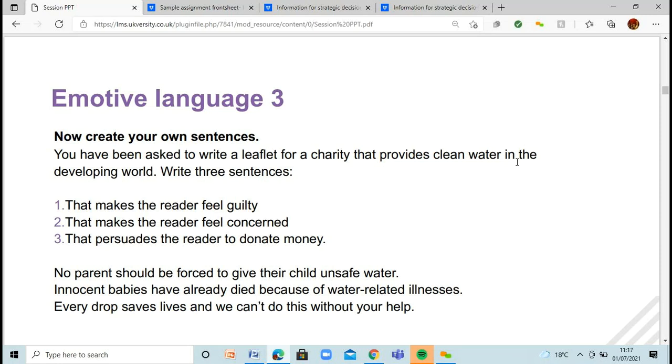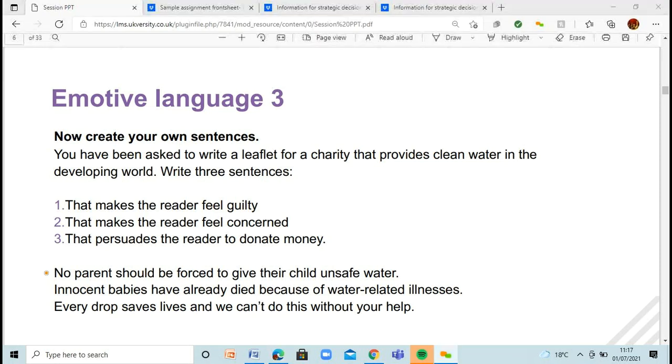No parent should be forced to give their child unsafe water. Are we doing a bit of cheating now? Yes, that's true. It's over here. I was hoping you wouldn't notice that. But yes, it says that no parent should be forced to give their child unsafe water. So you're like, I don't want my children to have unsafe water. Why do they have to do it?